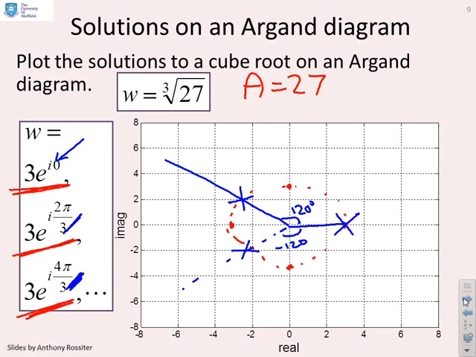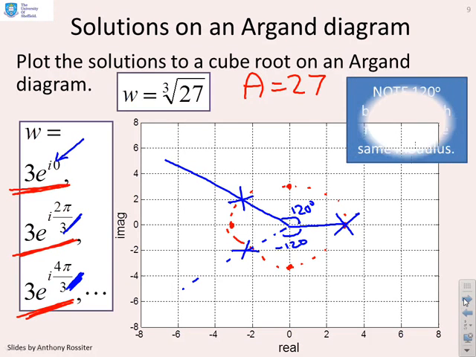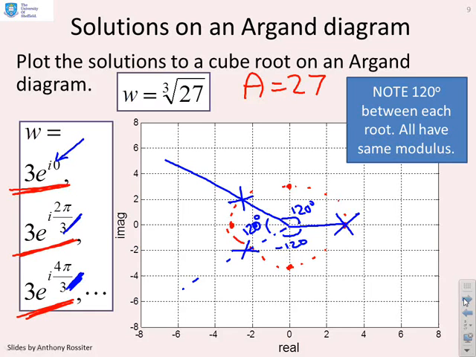Now you'll notice there's an interesting observation here. You'll notice there's 120 degrees between each of the roots. There is a symmetry. They all have the same modulus and have the same angle between them. And that's not really surprising. The other thing you'll notice is obviously if you multiply them together 3 times, you get what you expect. So if I do 3e to the i0 and cube it, then clearly you get 27. That's the easy one, because the e to the i0 is just 1. So I'll get rid of that one.